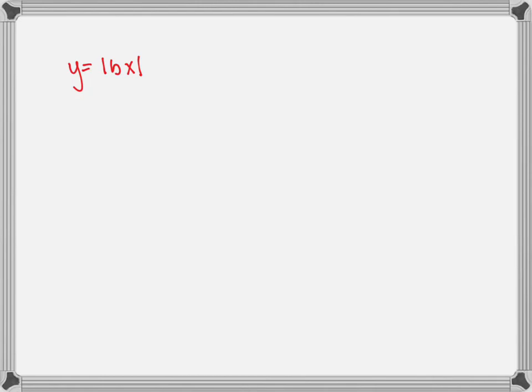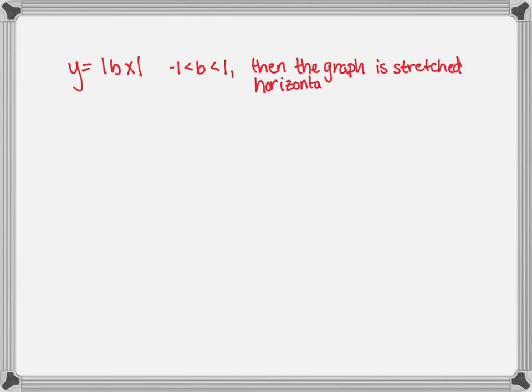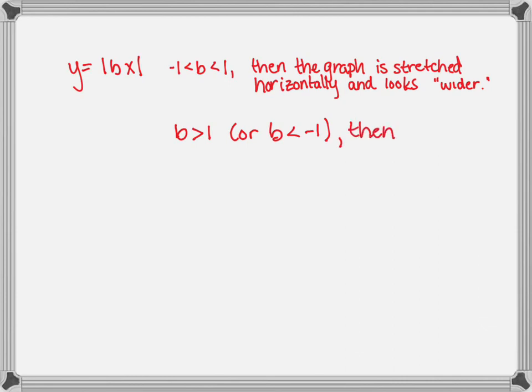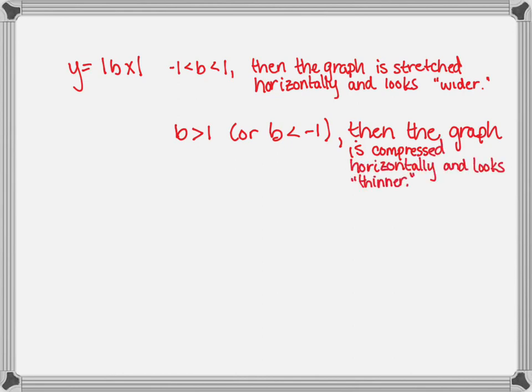Okay, let's look at the other type of stretch and compression. y equals the absolute value of b times x. So when b is between negative 1 and 1, then the graph is stretched horizontally and looks wider. When b is greater than 1 or b is less than negative 1, then the graph is compressed horizontally and looks thinner. So let's look at some actual graphs.